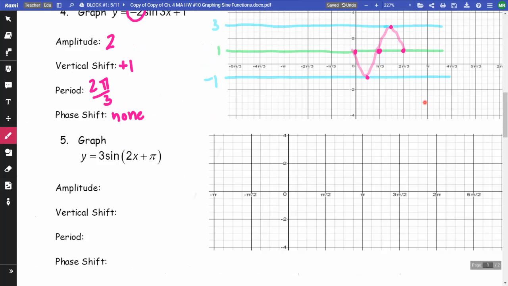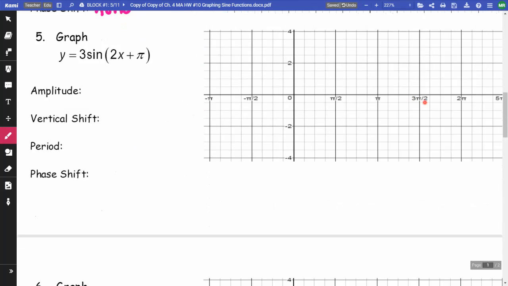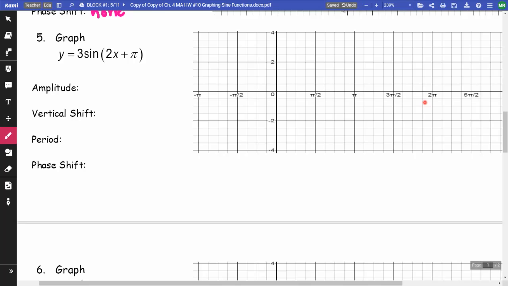Okay, so on number 5, on this one, my amplitude is going to be 3 because of this 3 here. I do not have a vertical shift because nothing's going on out here, so this is going to be none. My period is going to be found by looking at the number in front of my x. If it's in parentheses or outside parentheses, it's still your b, it doesn't matter. So my period is going to be 2 pi over 2, which is pi.